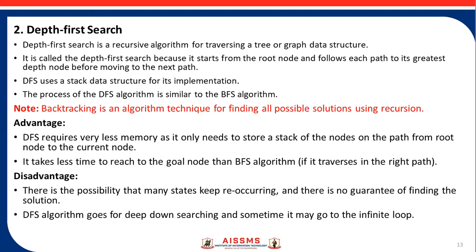Advantages: DFS requires very little memory as it only needs to store a stack of the nodes on the path from the root node to the current node. It takes less time to reach the goal node than the BFS algorithm, if it traverses the right path. Disadvantages: there is a possibility that many steps keep reoccurring and there is no guarantee of finding the solution. The DFS algorithm goes for deep down searching and sometimes it may go into an infinite loop.